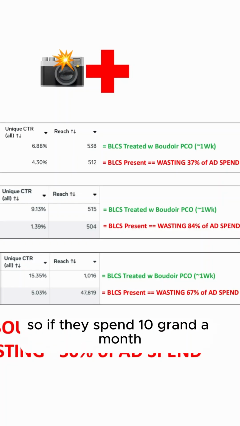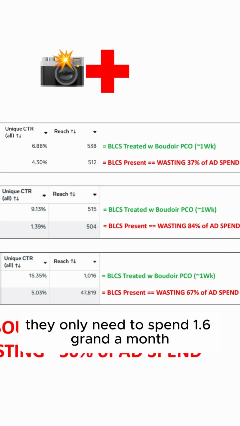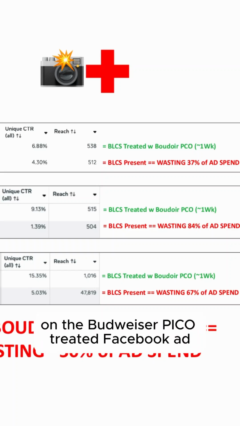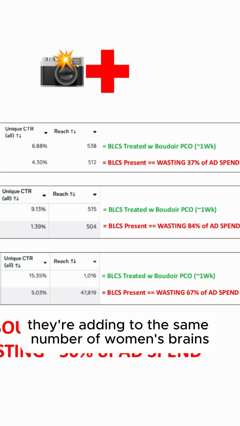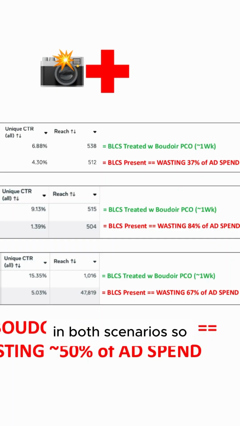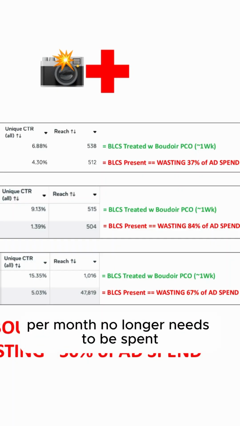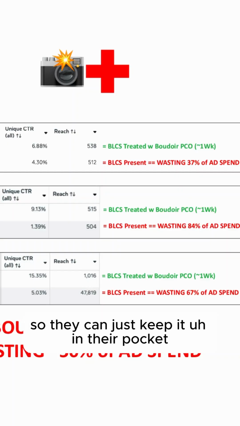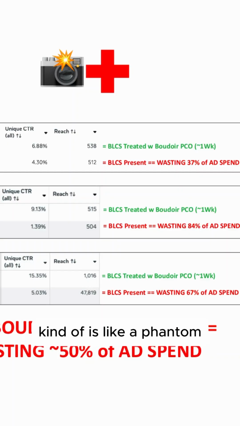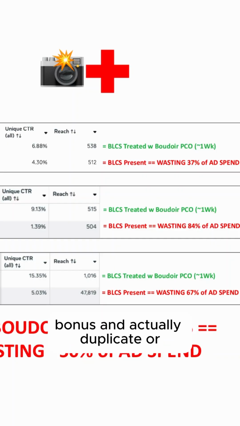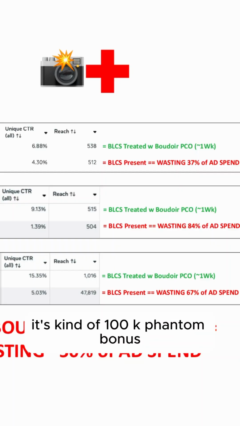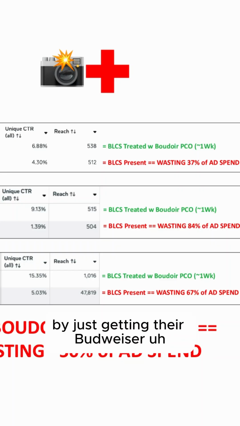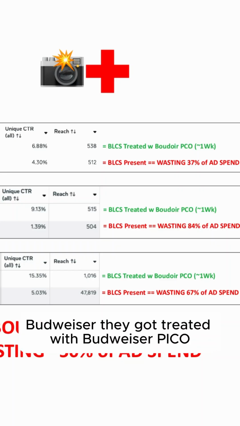So if they're spending 10 grand a month on the original Boudoir Facebook ad, now they only need to spend 1.6 grand a month on the Boudoir PICO treated Facebook ad in order to get their ad into the same number of women's brains in both scenarios. So $8,400 per month no longer needs to be spent. They can just keep it in their pocket as a phantom bonus. After 12 months, it's a 100K phantom bonus, just by getting their Boudoir Facebook ad treated with Boudoir PICO.